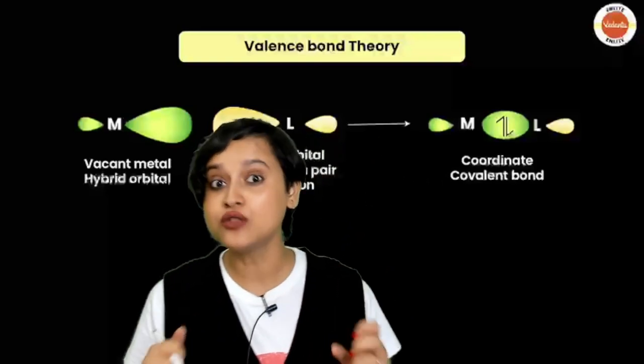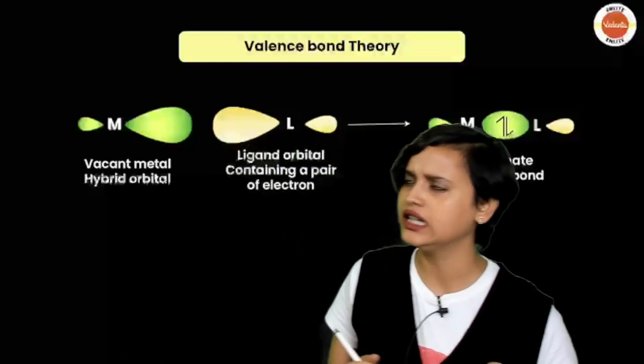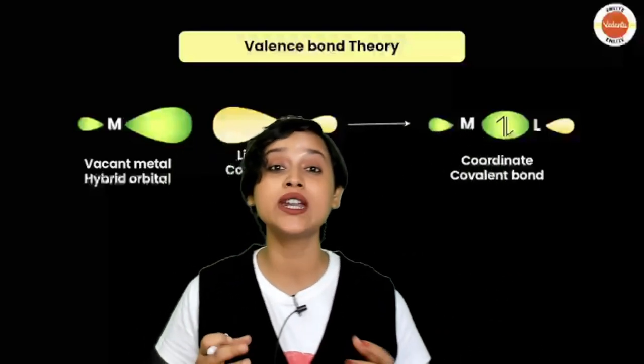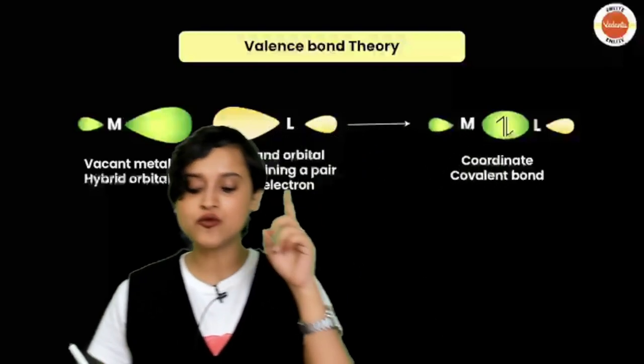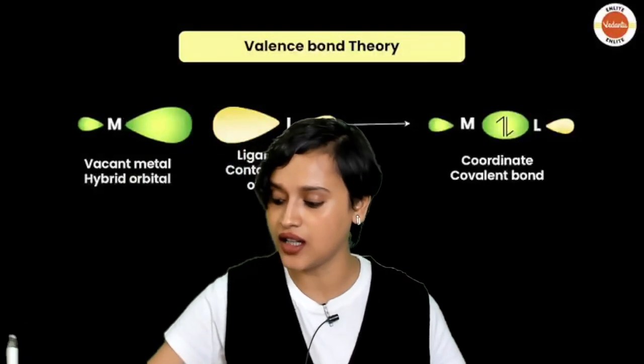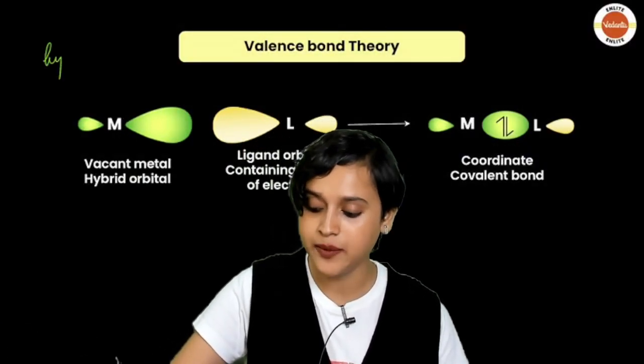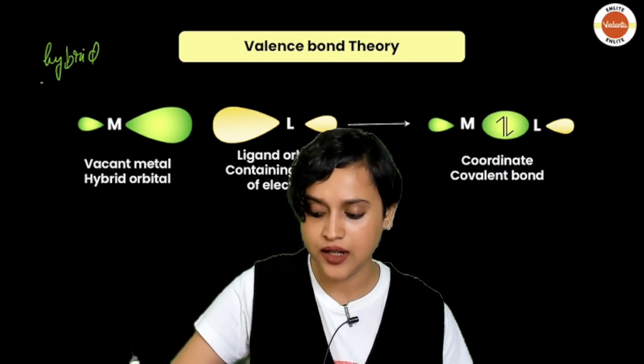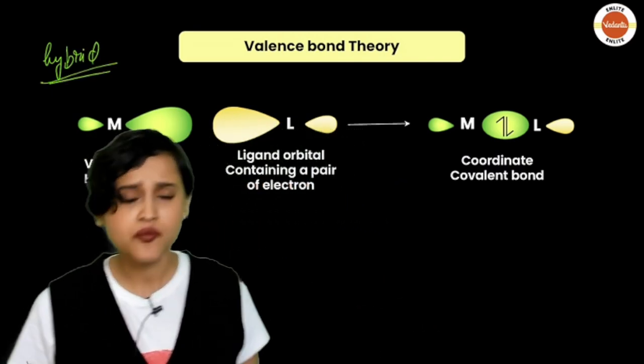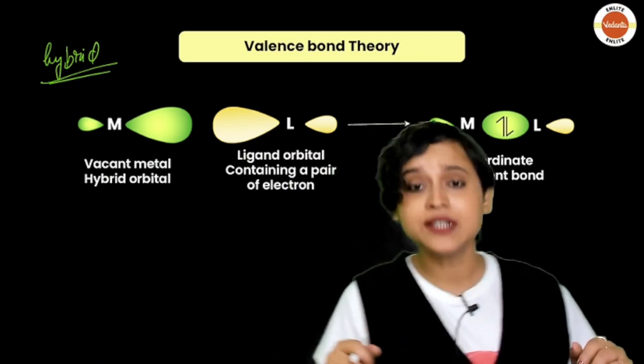Now, to be able to understand what valence bond theory is, first of all, let's understand what is hybrid, because this is one term that we will be studying about in this chapter. Okay, what is hybrid or hybridization? You understand what is hybrid, everybody? Do you know what is hybrid? Let me tell you. You must have heard about it, right?